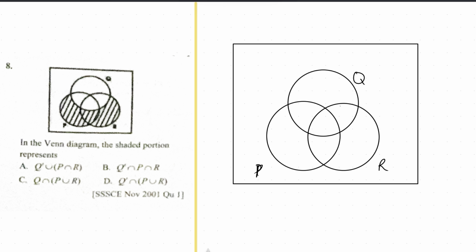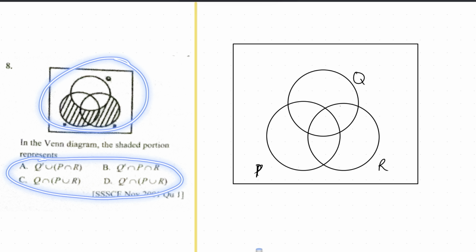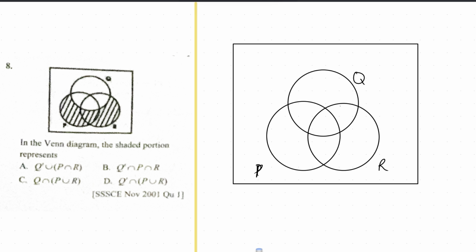In this question, we're solving question 8 from the book. It says, in the Venn diagram, the shaded portion represents which expression? Which of these expressions represents the Venn diagram? Let's take this one by one.